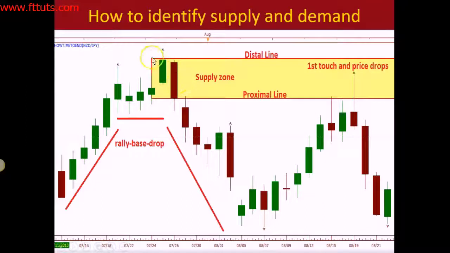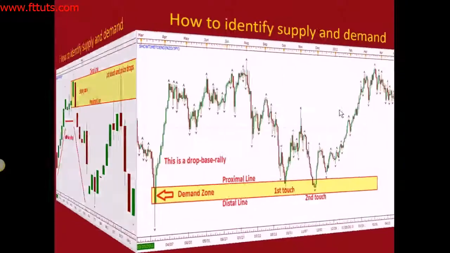So you can see where we drew the zone here based off of the rally base drop. Where we had that consolidation right here, that's where we started to draw our zone. Once we draw our zone, then the market drops, and then the market came back to the zone. So we'll get deeper into these zones and how to trade these zones.